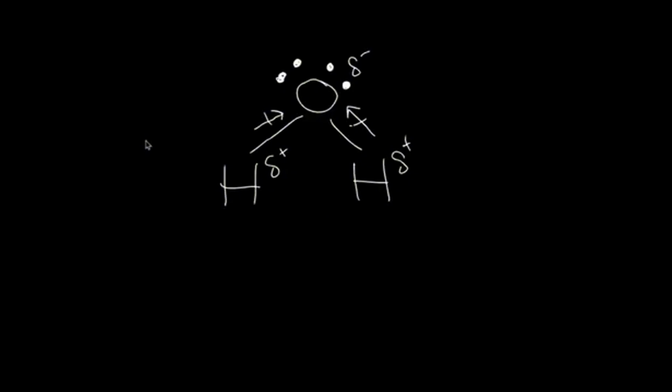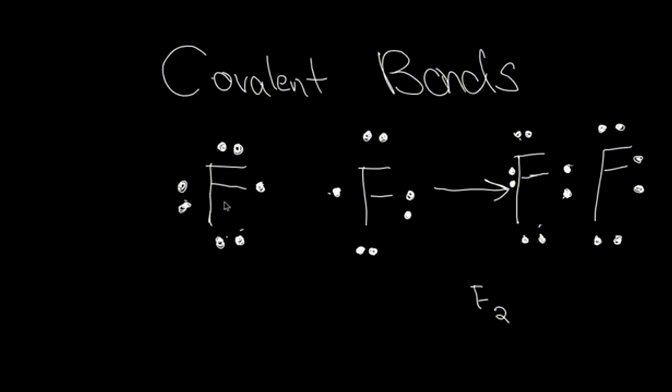There are 2 different types of covalent bonds: polar covalent bonds and nonpolar covalent bonds. Nonpolar covalent bonds are when the electrons are shared equally. So, this is an example of a nonpolar covalent bond. Both of these atoms are taking the same amount of the electron as the other atom is. This fluorine is taking 50% of it, and this fluorine is also taking 50% of it. Why? Because they have the same electronegativity.